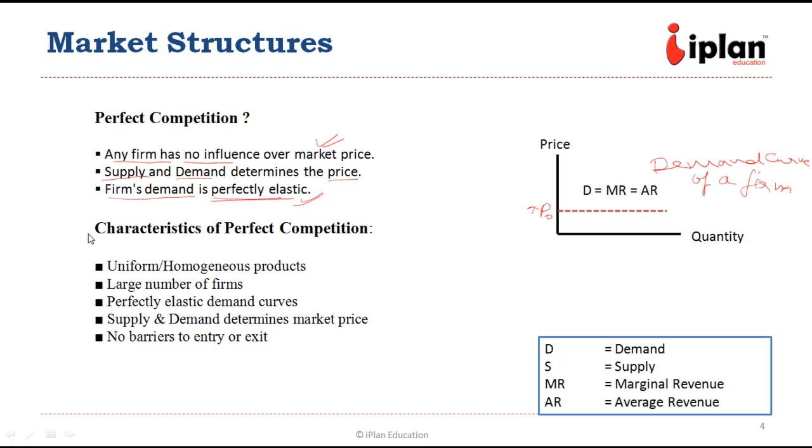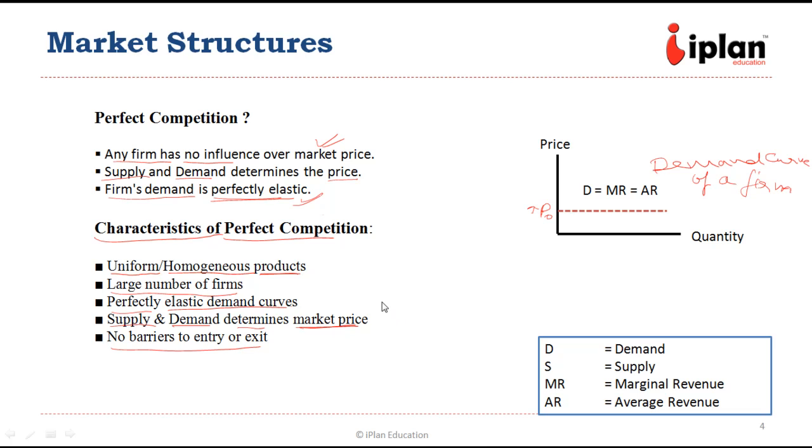So let us look at the characteristics of perfect competition based on what we have discussed so far. The products will be uniform or homogeneous. Since every company is producing the same, the consumer will react to the price very quickly. The large number of firms, perfectly elastic demand curves we have just seen. Supply and demand determines the market price, or in other words, any individual firm does not have any pricing power. And finally, no barriers to entry or exit. Any company can come in, join the market, or go out.